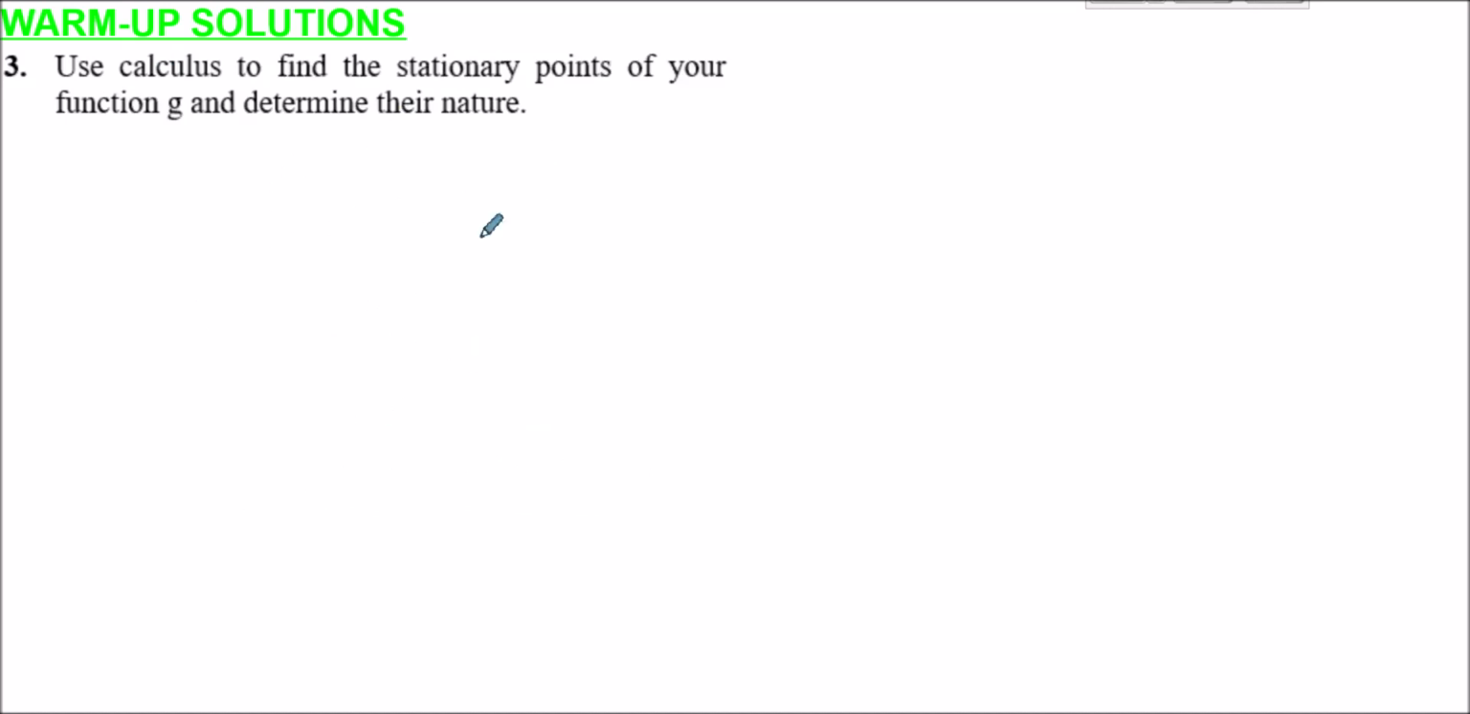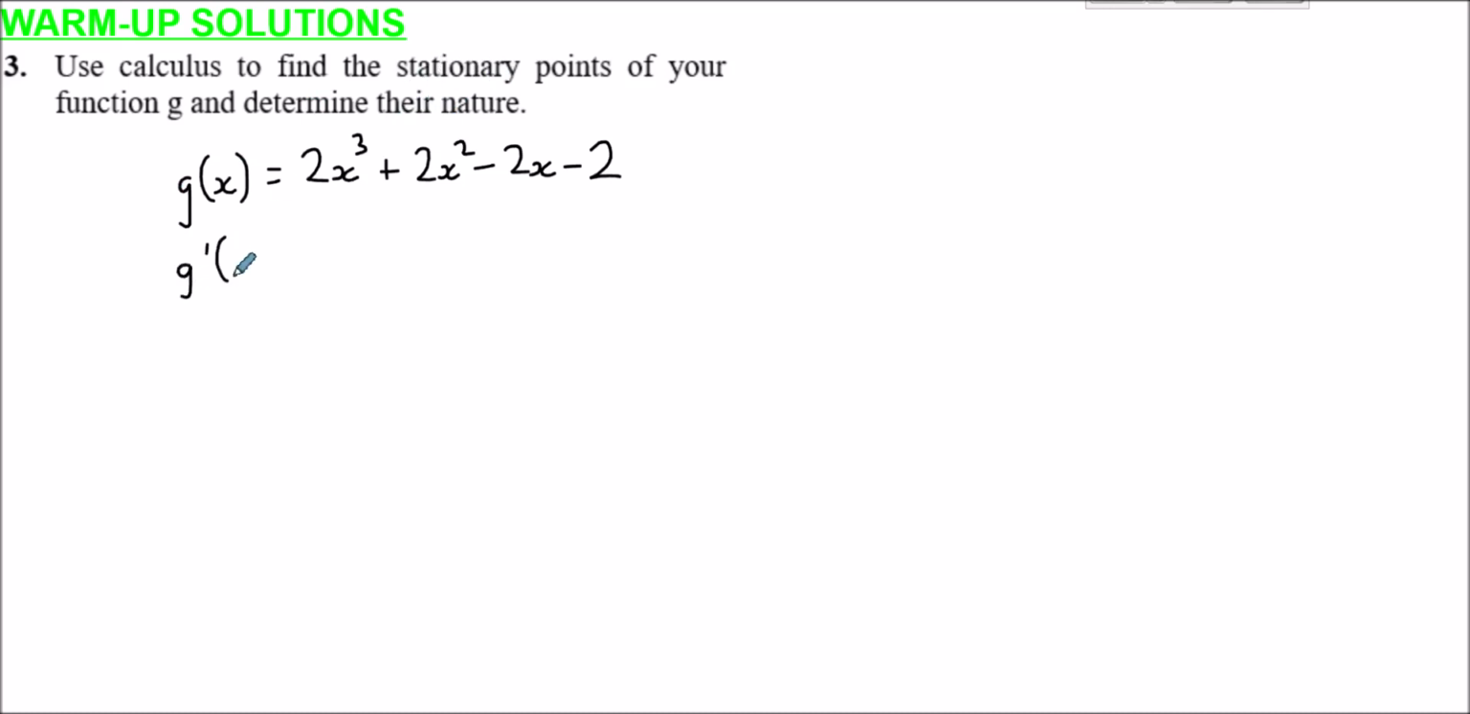For question 3, we're going to use calculus to find the stationary points of the function g and determine their nature. So just to remind ourselves what g of x was, we said g of x could well be 2x cubed plus 2x squared minus 2x minus 2. Now we need to remember, at a stationary point, the gradient is equal to 0. So what we need to do is to differentiate the function and find out when that function is equal to 0. When we do that, we'll work out what the values of x must be at these stationary points.